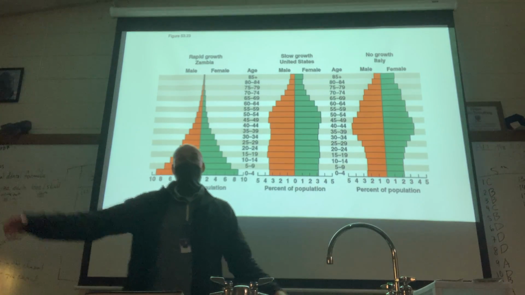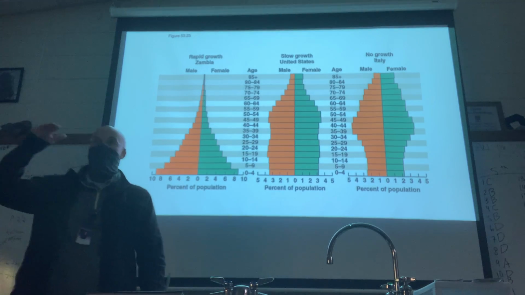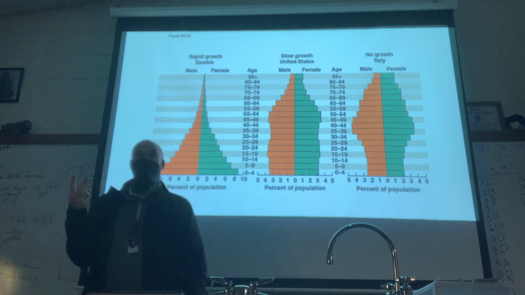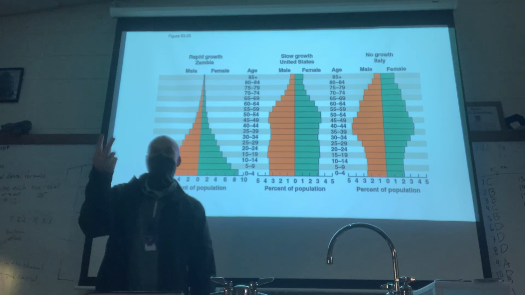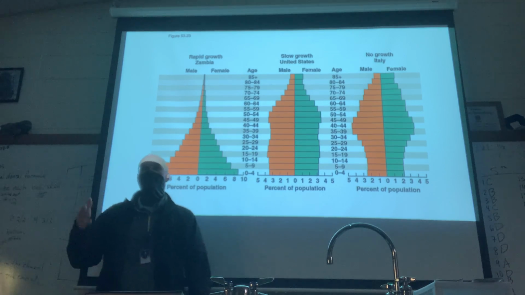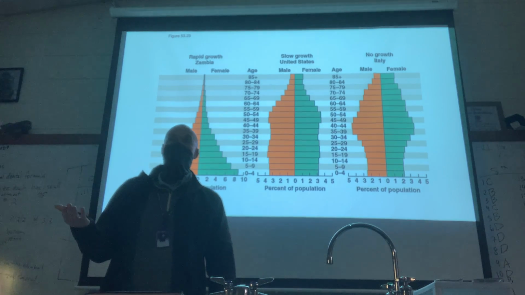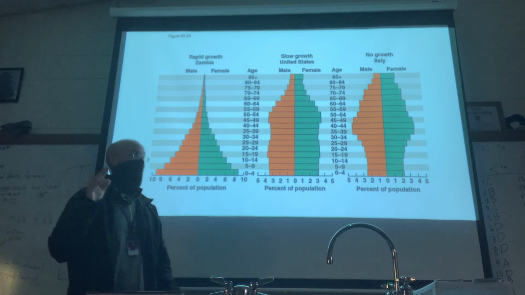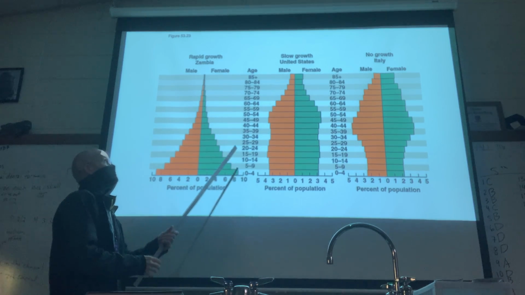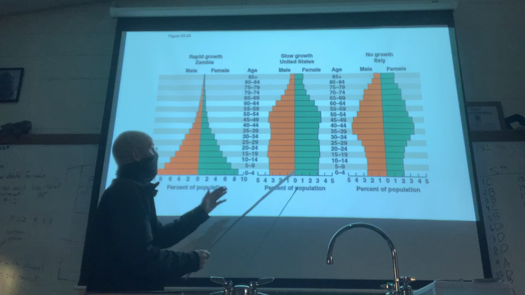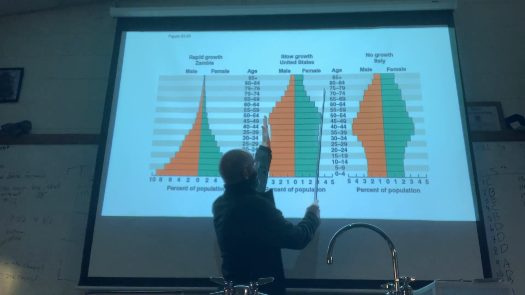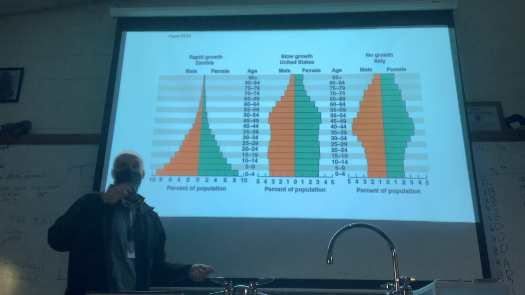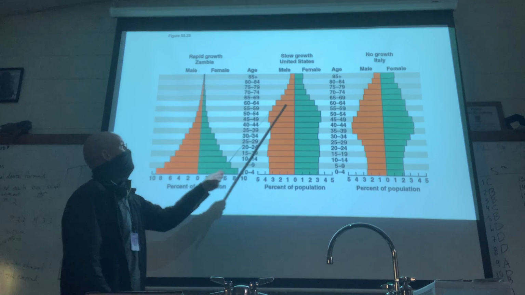The U.S., which is approaching what we call replacement rates. So, it takes 2 people to have a kid. If your replacement rate is 2, that means every 2 people are having 2 kids and your population is stable. The U.S. is at 2.1, 2.2. We are very close to replacement rate, but a little bit over, so we're growing slowly. And you notice a pretty flattened set of bars here where every age range is roughly represented except the elderly range.